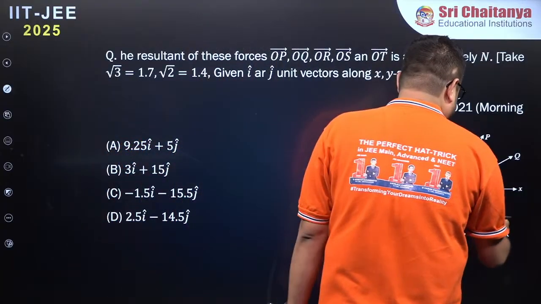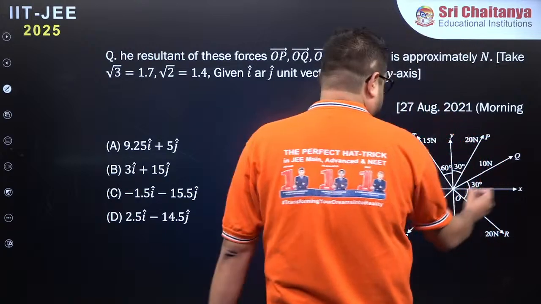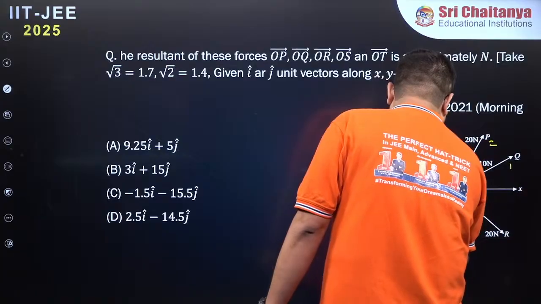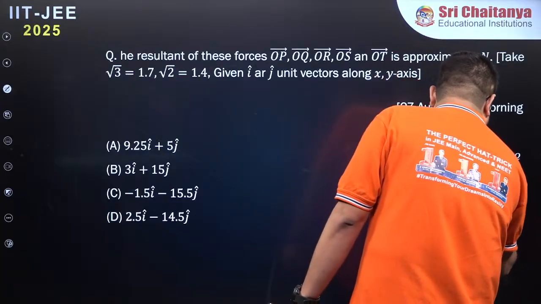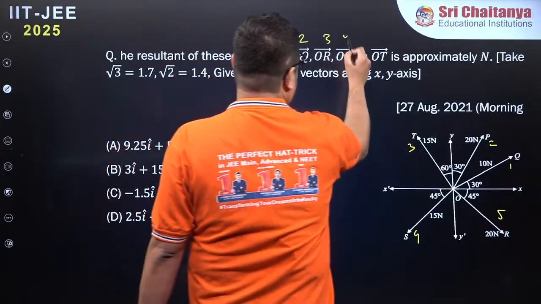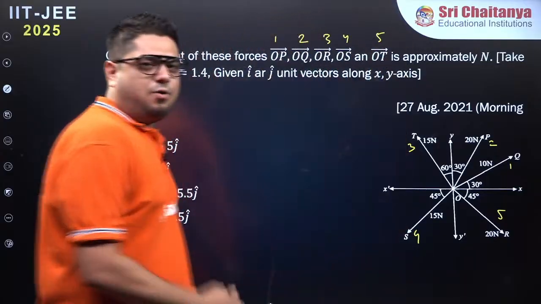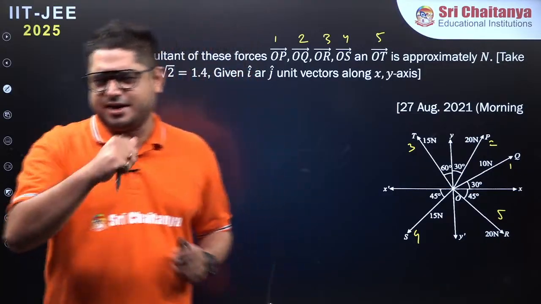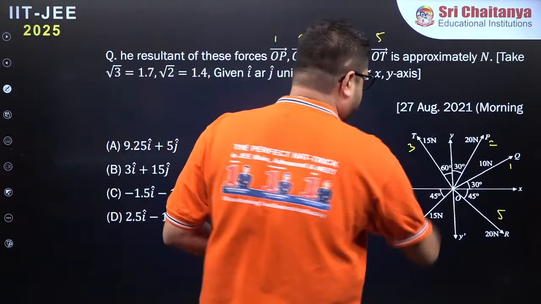We'll start with the vectors. You can see there are certain vectors: this is vector 1, this is vector 2, this is vector 3, this is vector 4, and vector 5. There are 5 vectors, and you can mark them 1, 2, 3, 4, 5. Now we have to do the analysis one after the other. So we'll start with OQ.